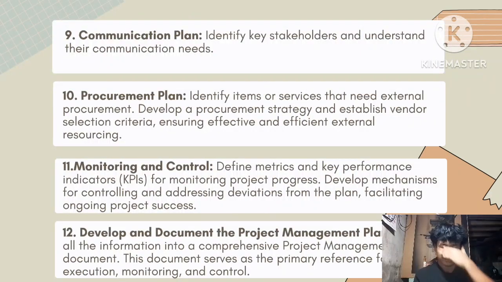Number 9, communication plan. Identify key stakeholders and understand their communication needs. Number 10, procurement plan. Identify items or resources that need external procurement. Develop a procurement strategy and establish vendor selection criteria, ensuring effective and efficient external resourcing.